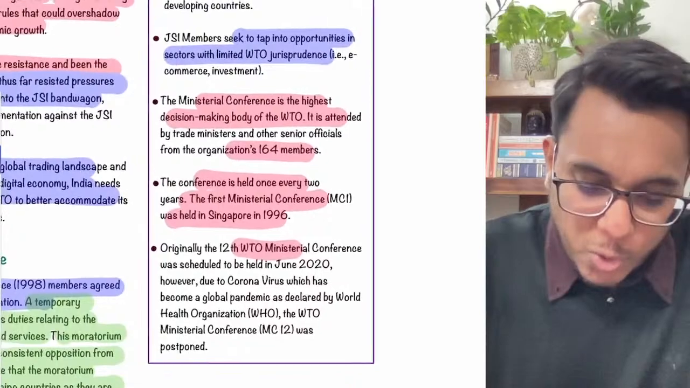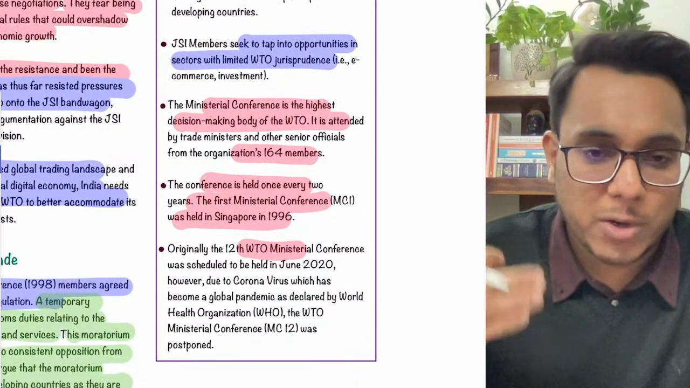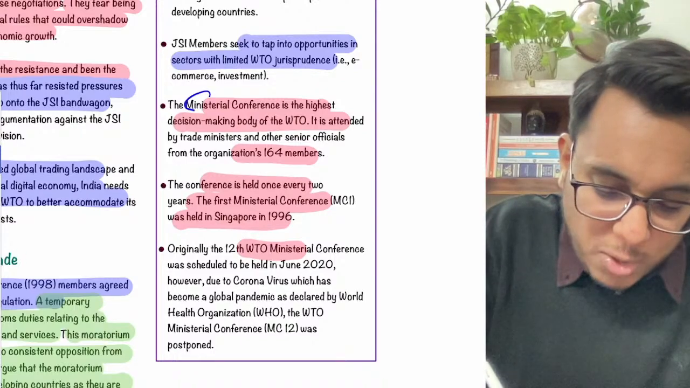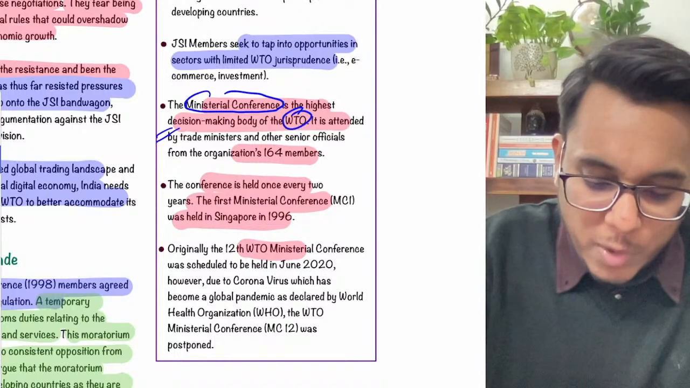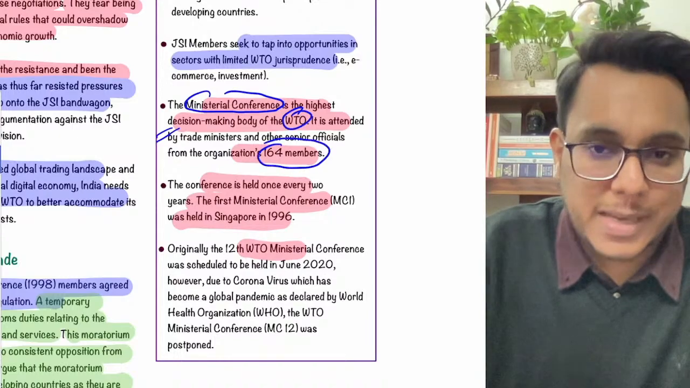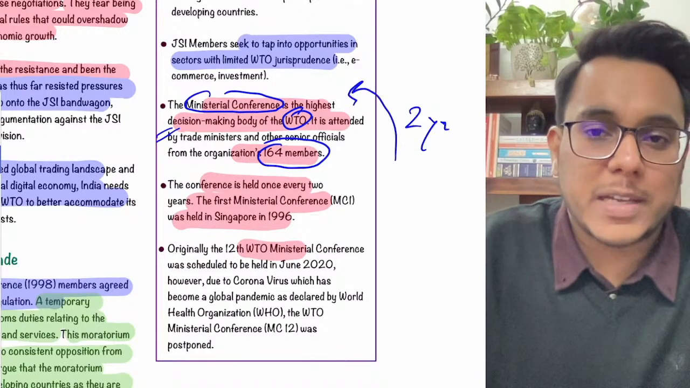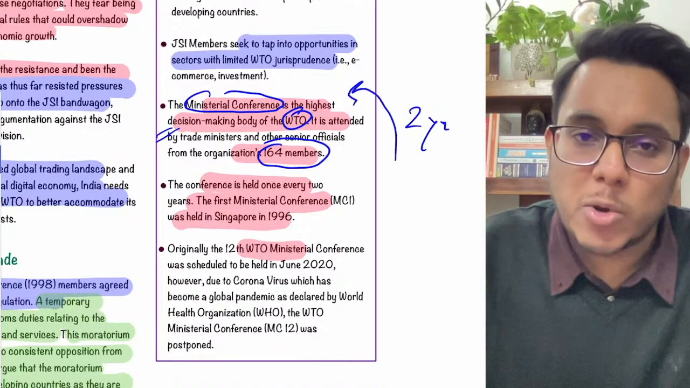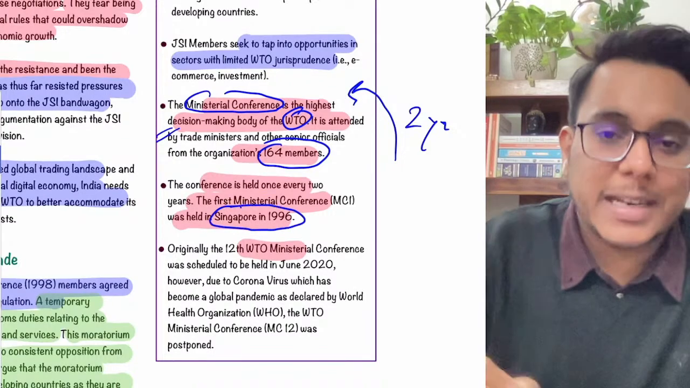Now guys, the WTO has its highest level of decision making in the ministerial conference. Now the ministerial conference is the decision making body of the WTO. It has all 164 members in it, and every 2 years this ministerial conference is held. The first ministerial conference was held in Singapore in 1996.